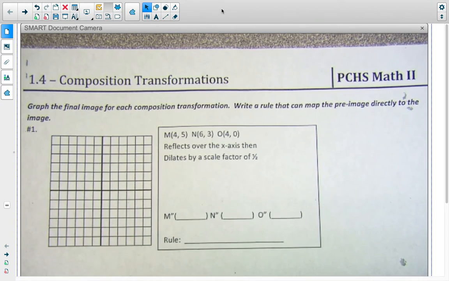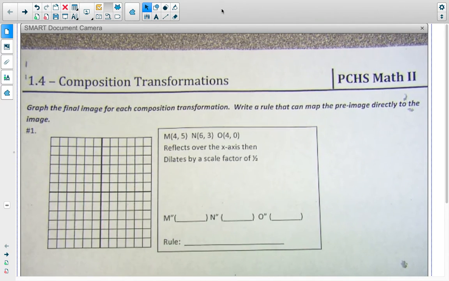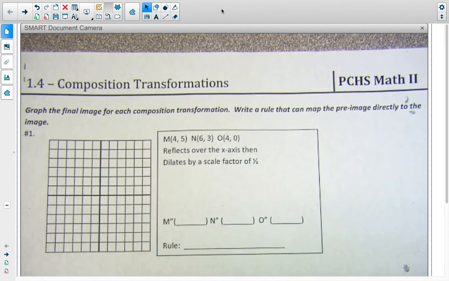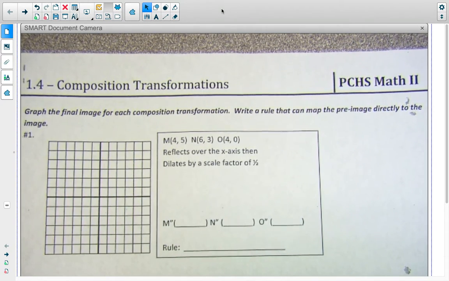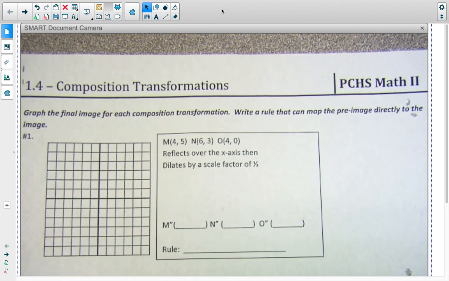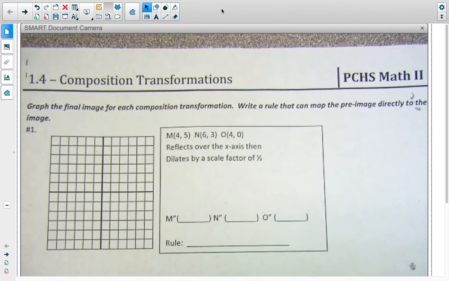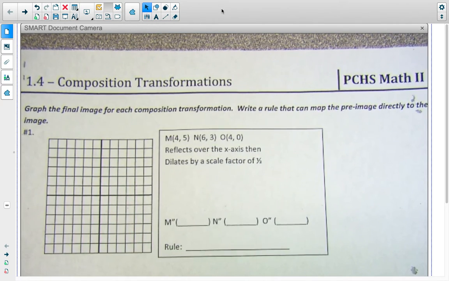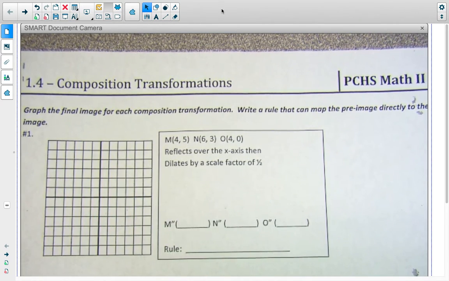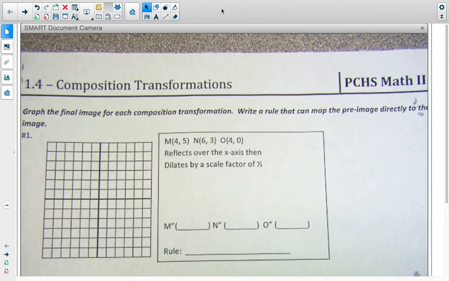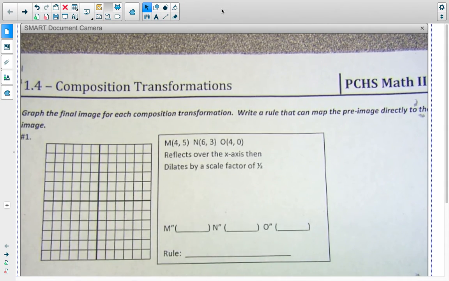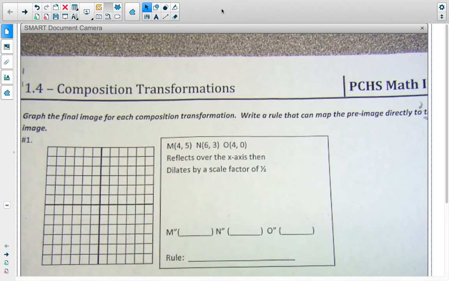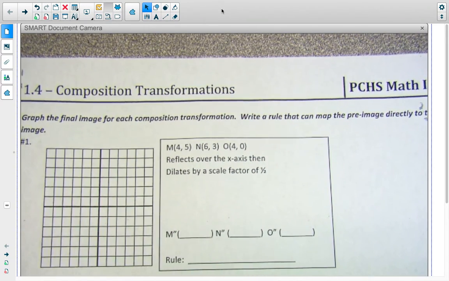So here we go. Graph the final image for each composition transformation. Write a rule that can map the pre-image directly to the image. Now, composition, you may or may not have seen that word before. I like to think of composition like you're composing a song. A song is made of the words, the melody, you gotta have a hook, you gotta have a nice beat. So with composition, we're going to be taking different parts of transformations and putting them all together. So we'll be transforming it more than one time.